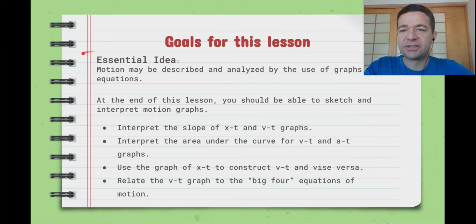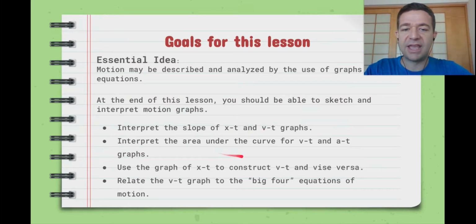The essential idea that this is all related to is that motion can be described and analyzed by the use of graphs and equations. And mostly we're going to be focusing on the graphs piece of it. At the end of the lesson, you should be able to sketch and interpret motion graphs. Specifically, we are going to be looking at the slope of the position versus time and velocity versus time graphs.